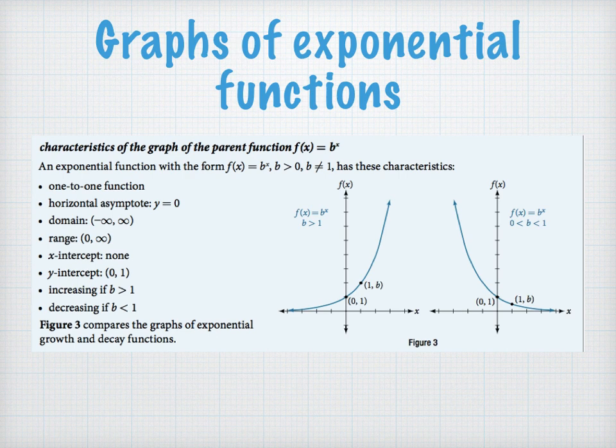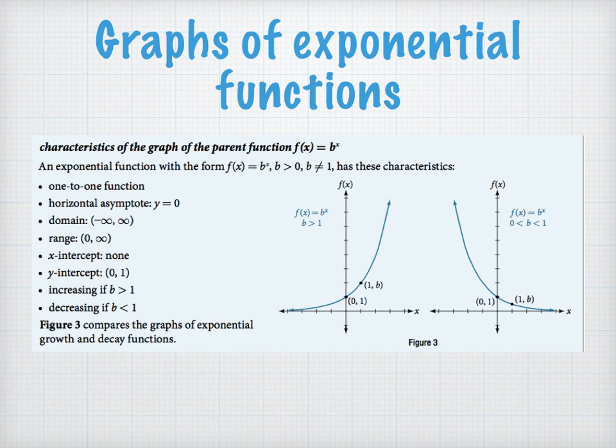In general, this is what our exponential function will look like when graphed. Notice there are two different versions of our graph, one for where b is greater than 1, and one for where b is between 0 and 1. A few things to note with this. These are one-to-one functions, which means that they will have inverses. There is a horizontal asymptote at y equals 0. This will hold true as long as our graph is not shifted using transformations.